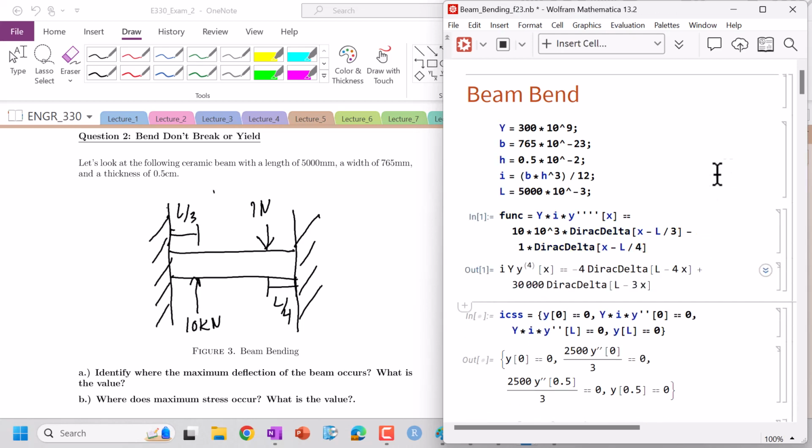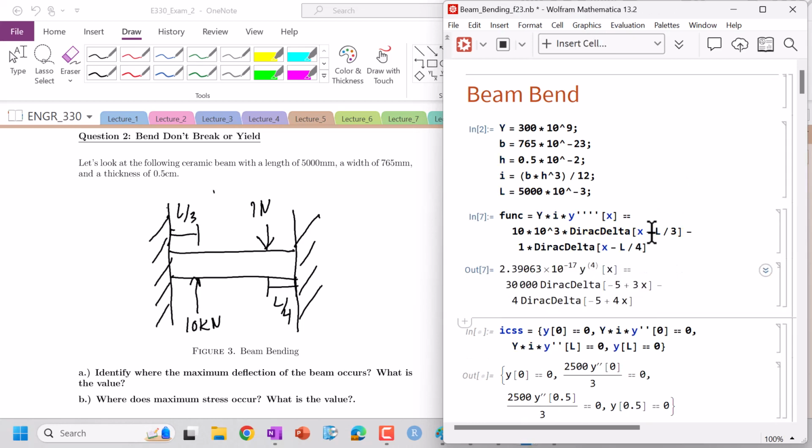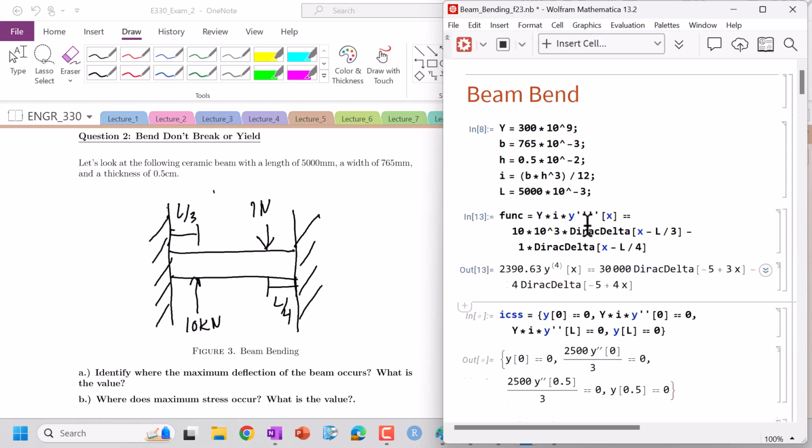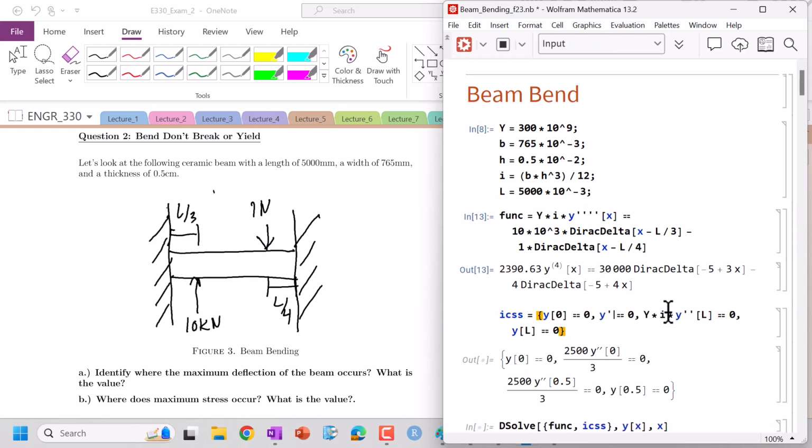Let's see here. Oops. Let's get that. No, 765 times 10 to the minus 3. Good. All right. So what are our boundary conditions? Well, at y of 0, 0. That's correct. At y prime of 0, it should be 0. And we can copy and paste these for L.